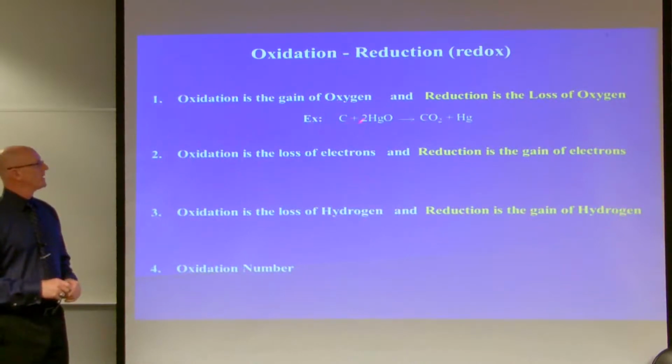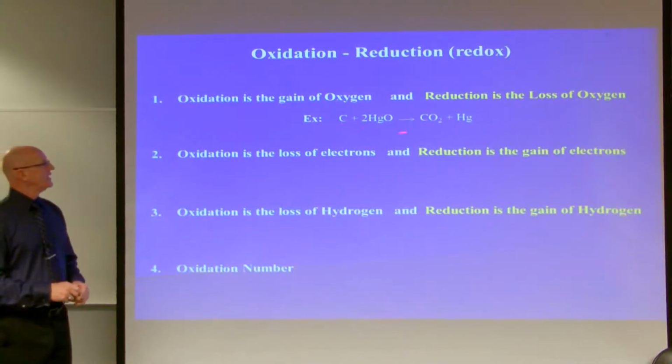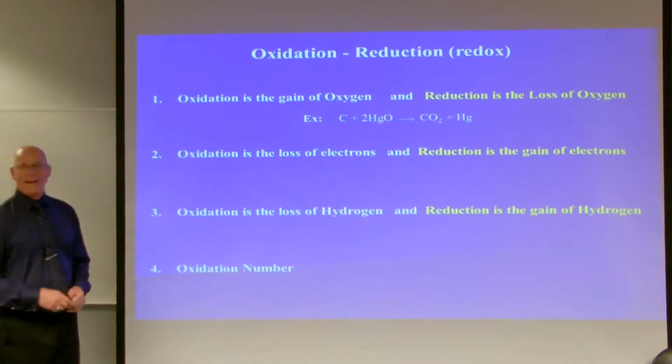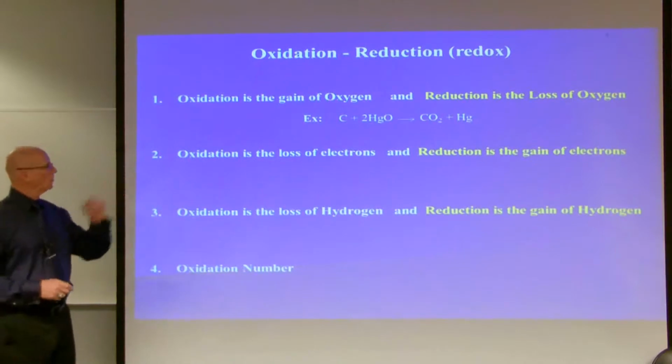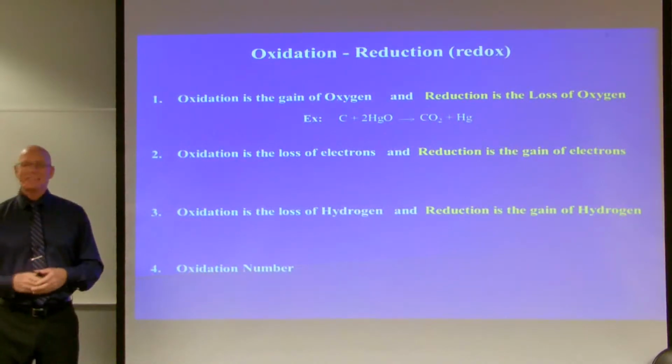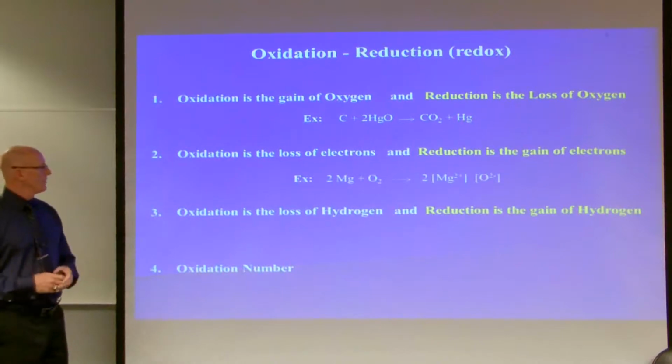Here we have carbon and 2 mercury oxide molecules. Now, if oxidation is gain of oxygen, carbon will actually gain that oxygen. So carbon is oxidized. And the mercury oxide, it will lose its oxygen, so the mercury has been reduced. So that's the old term. And now with oxidation as the loss of electrons and reduction as the gain of electrons, let's do an example of that.